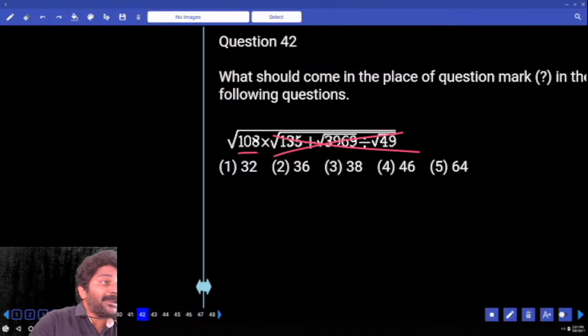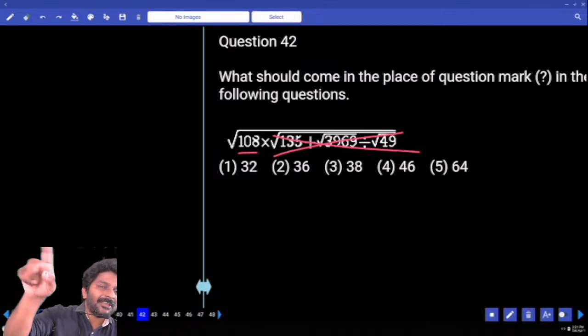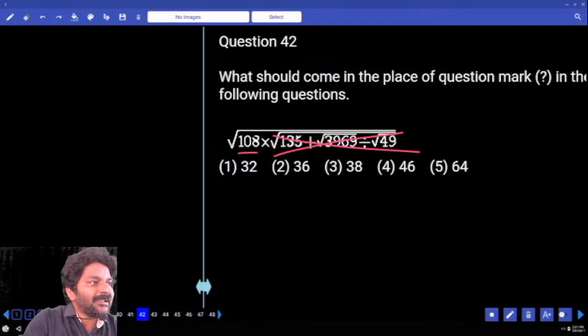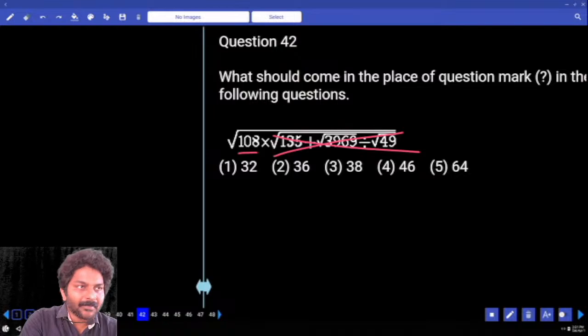109 is 9 multiple. Come on. Which is in under root value only. If it comes out, it must be 3 multiple. How many options are there? Over.